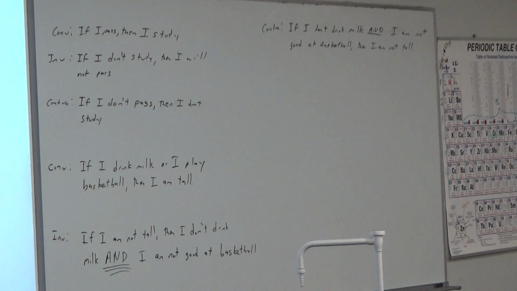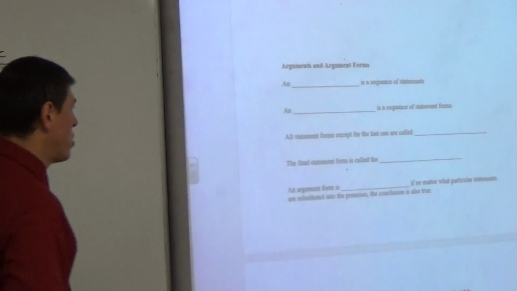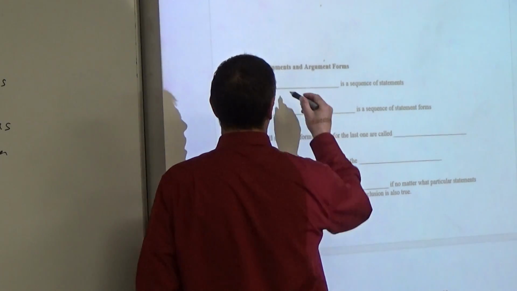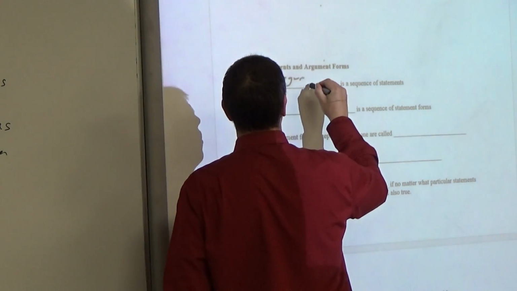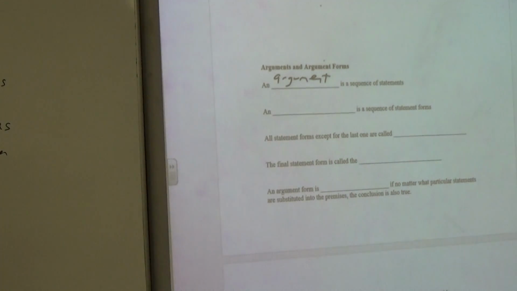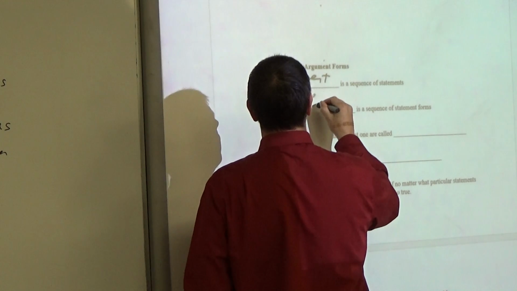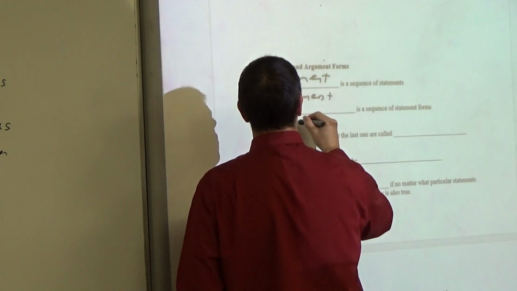All right. So the last thing I wanted to talk about today, which is going to take up a good chunk of what we have left, is going to be the arguments and argument forms. Basically, an argument is going to be a sequence of statements. An argument form is a sequence of statement forms.